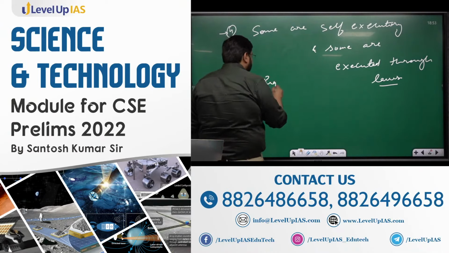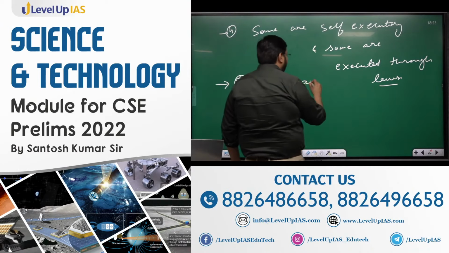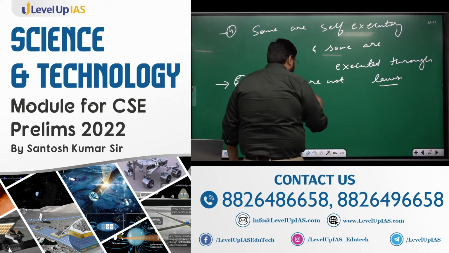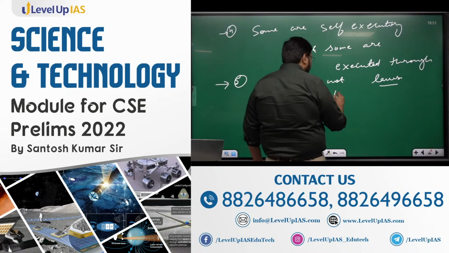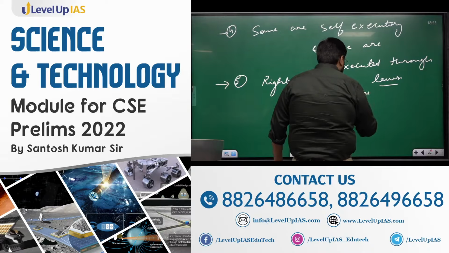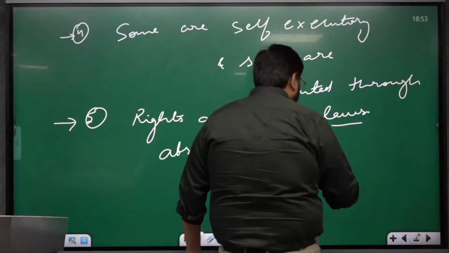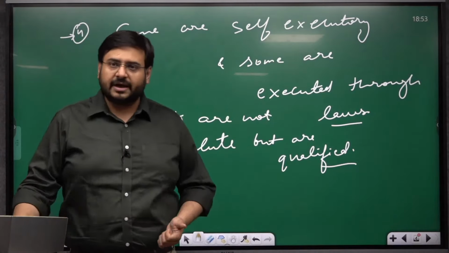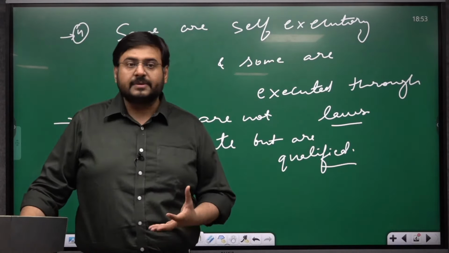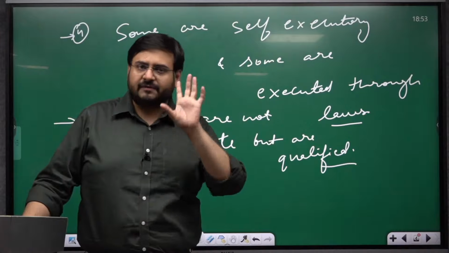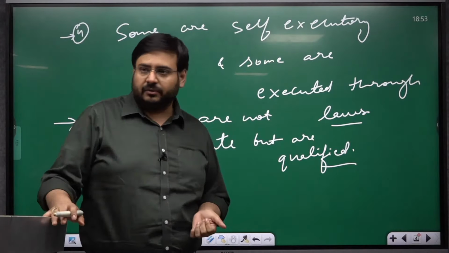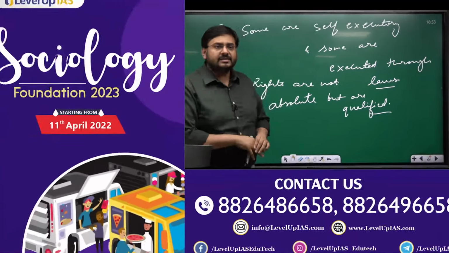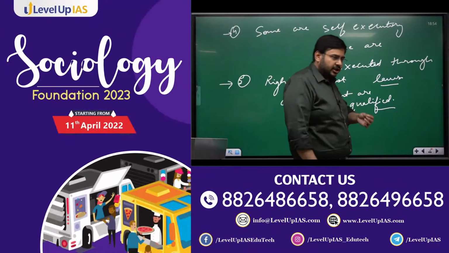Rights are not absolute. They are not absolute, but are qualified. It means, do we have reasonable restrictions in the fundamental rights? Yes. So it means they are not absolute. There is only one fundamental right which is considered to be absolute. That is Article 17. Article 17 can be considered as absolute.